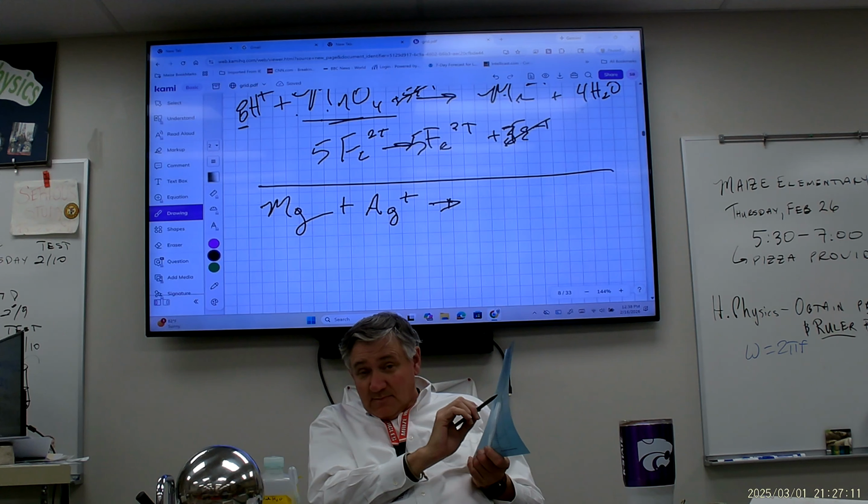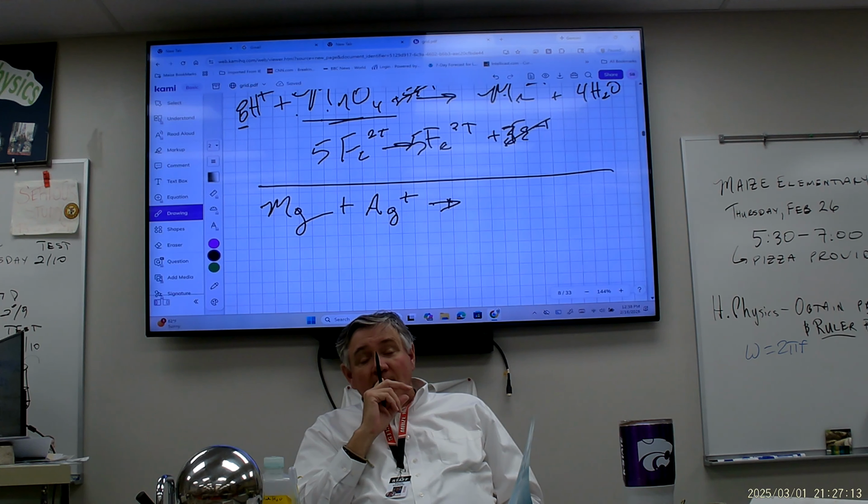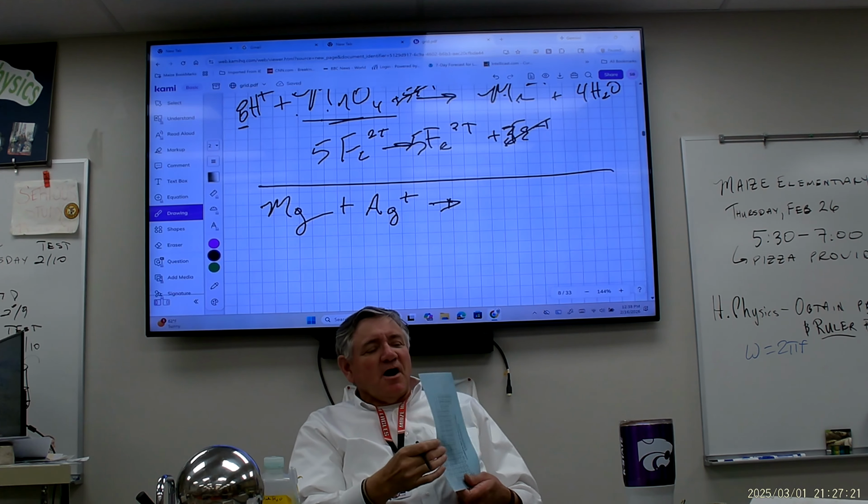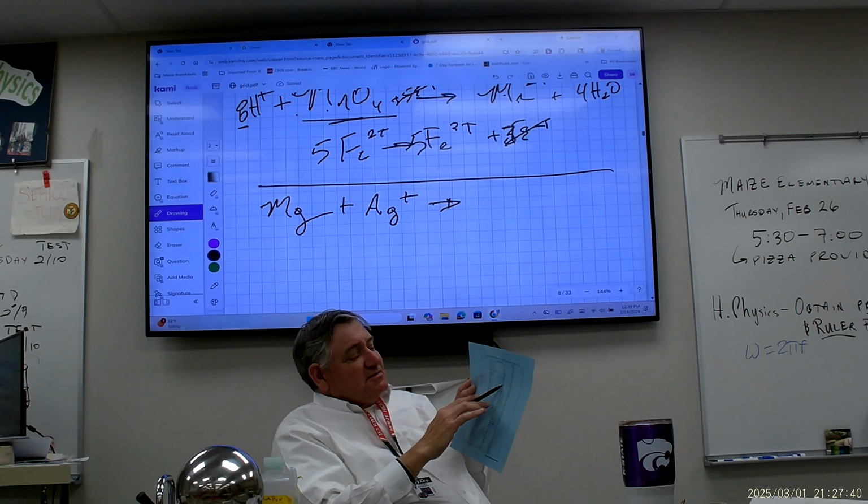When you're comparing the metals, the farther up it is on the chart, the more likely it is to go in that direction. Yeah, I got it. Yeah, you did. I think because you got a haircut. Wake up.